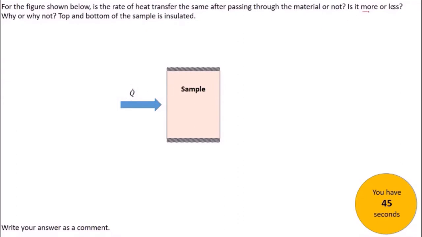Is it more? You should specify it, or less. So why or why not? Explain not in detailed form, but briefly. Explain briefly that if it is more, why, and if it is less, why. You have 45 seconds. I think we can start the time now.